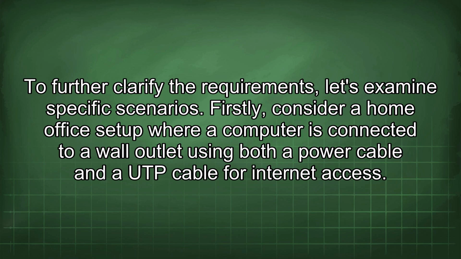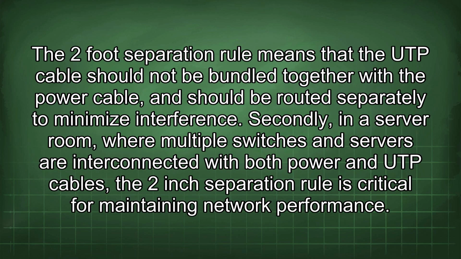Firstly, consider a home office setup where a computer is connected to a wall outlet using both a power cable and a UTP cable for internet access. The 2-foot separation rule means that the UTP cable should not be bundled together with the power cable and should be routed separately to minimize interference.